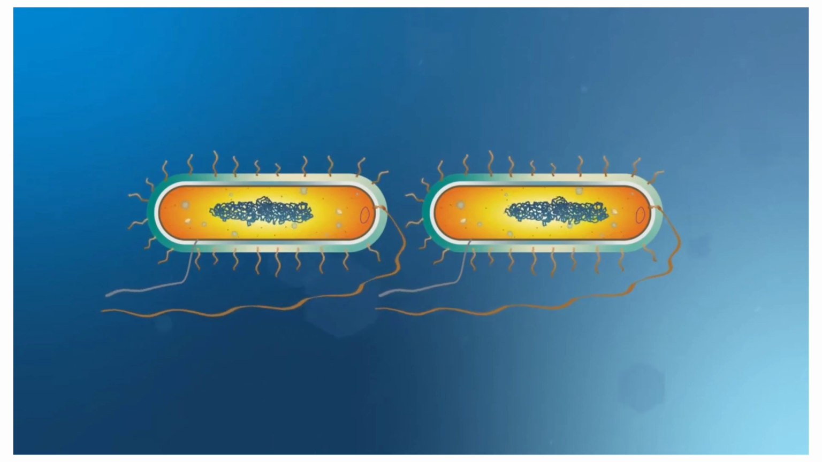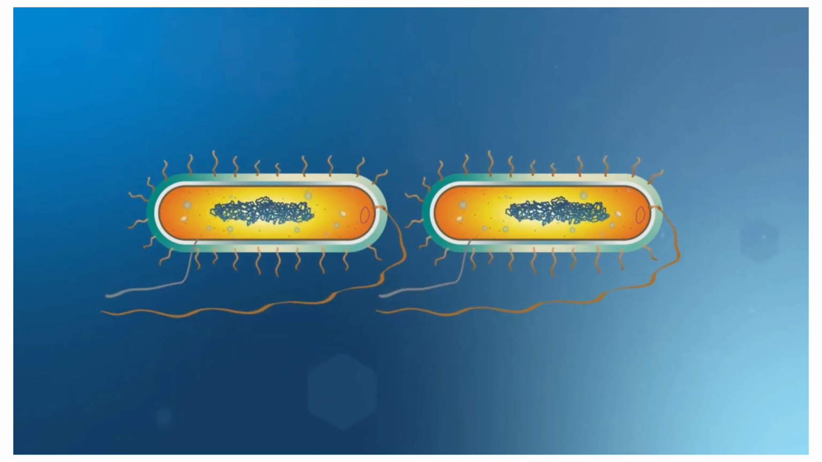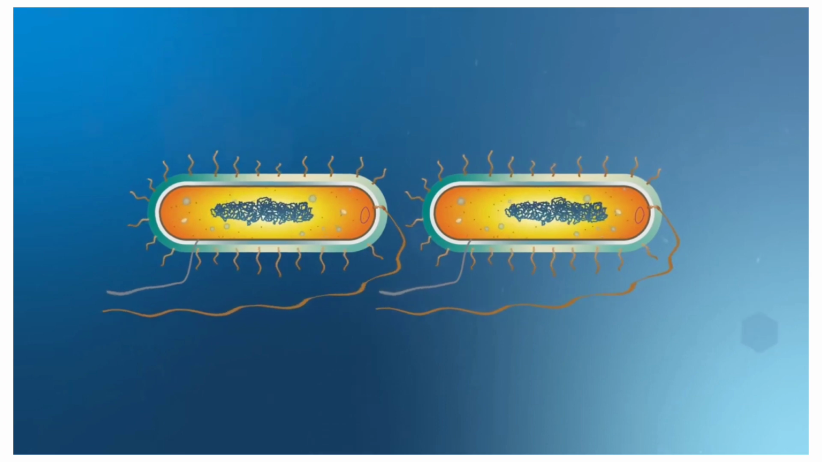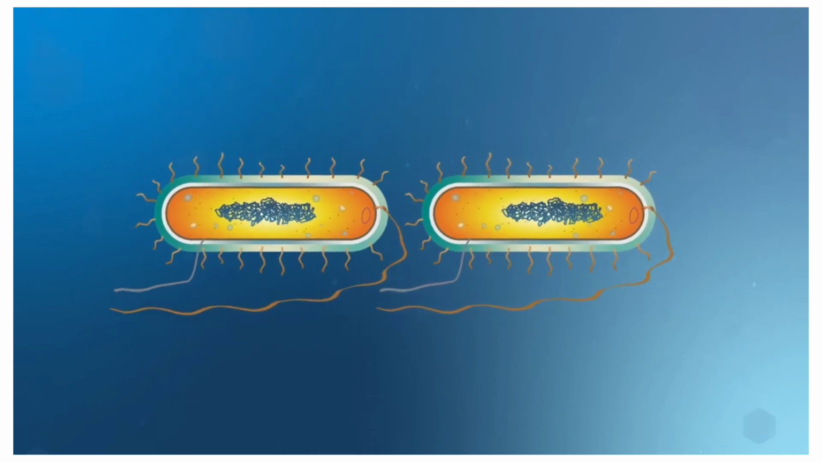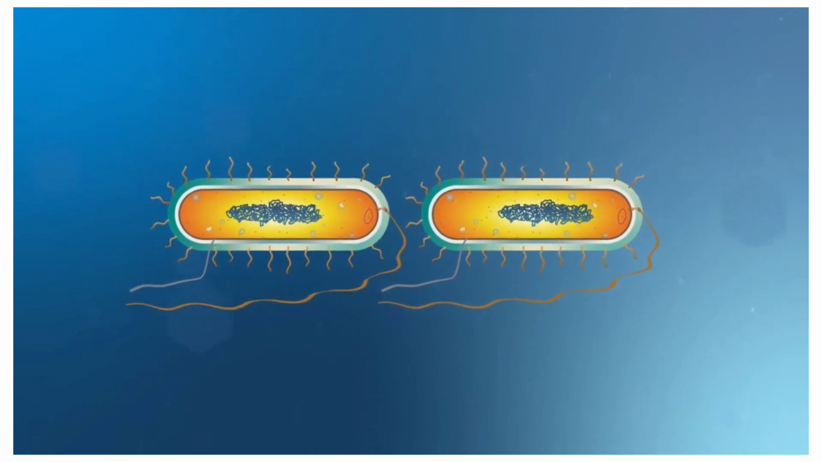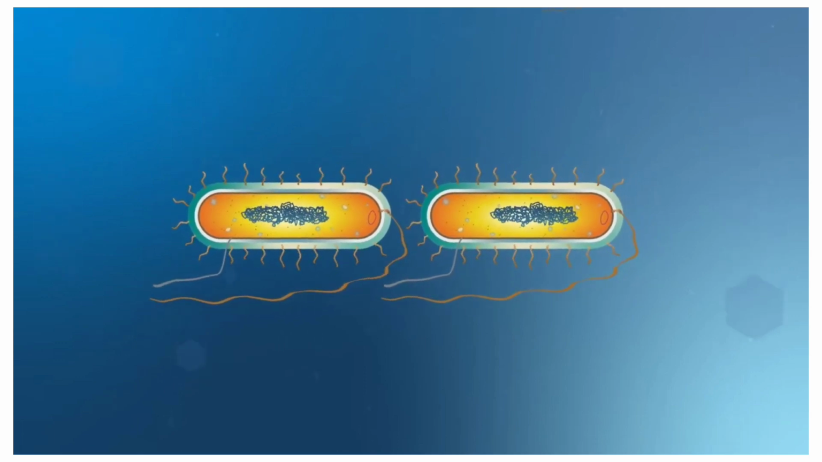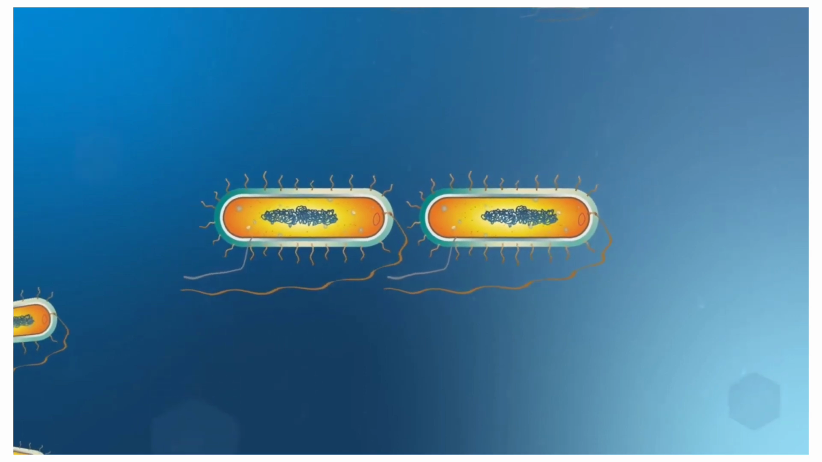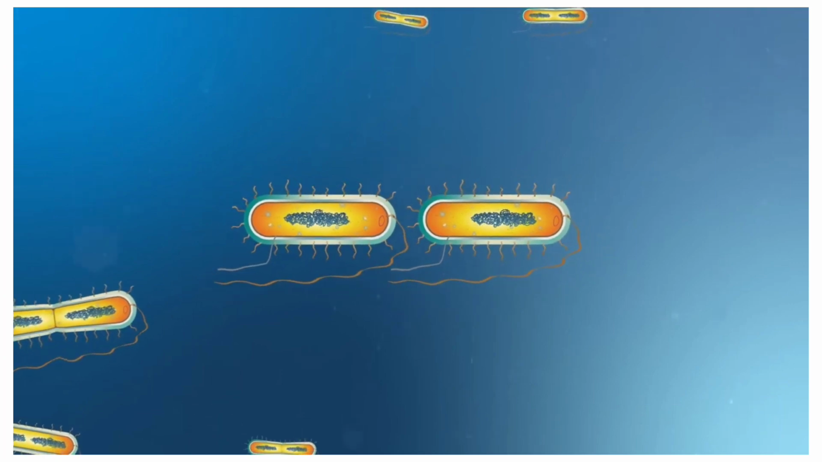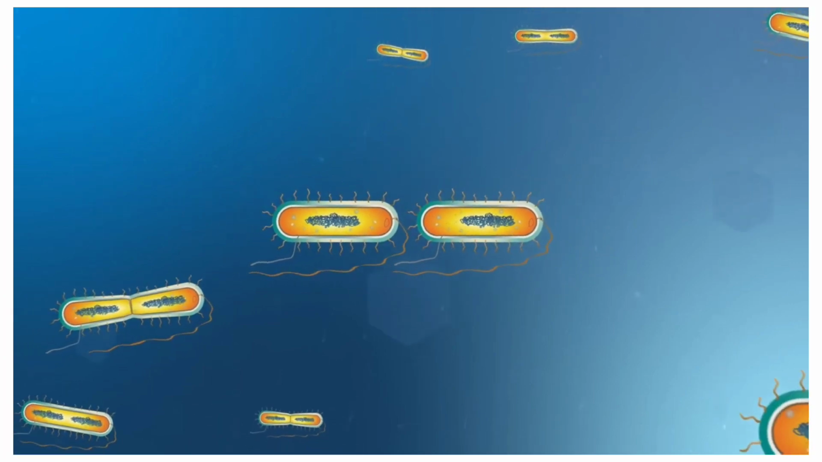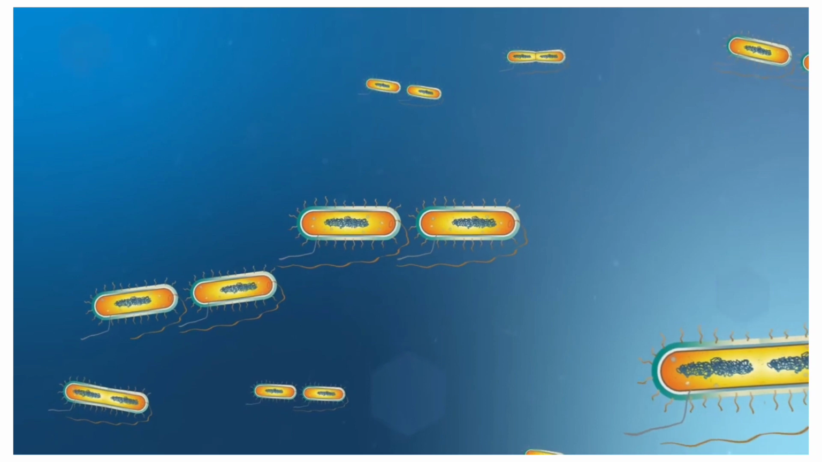The cell continues to divide until it completely separates into two individual cells. Many bacterial cells can undergo this process of binary fission in a matter of minutes, while most eukaryotic cells take at least a day to go through cell division.